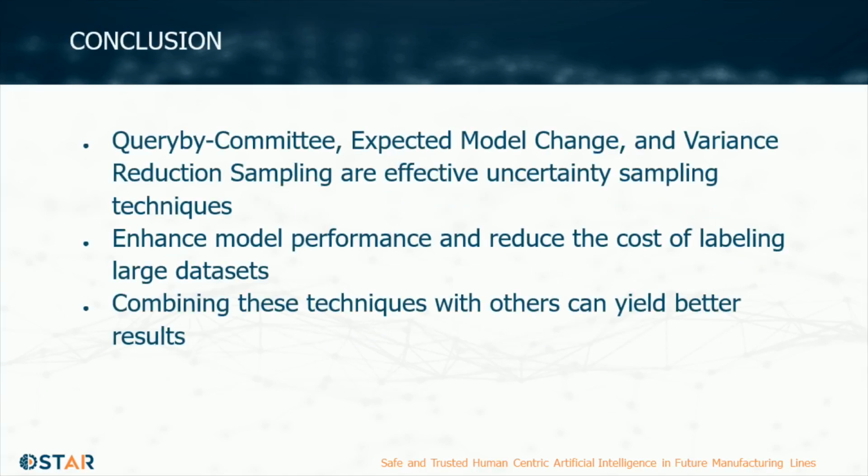These 3 types of uncertainty sampling techniques, namely, query by committee, expected model change, and variance reduction sampling, are effective methods for selecting informative samples for labeling in a machine learning task. By using these techniques in combination with other uncertainty sampling methods, you can enhance the performance of your model and reduce the cost associated with manually labeling a large dataset.